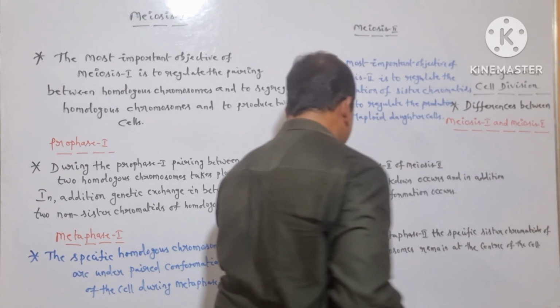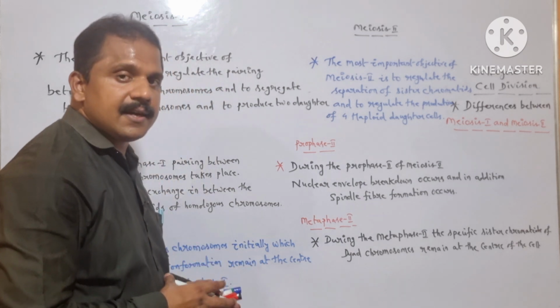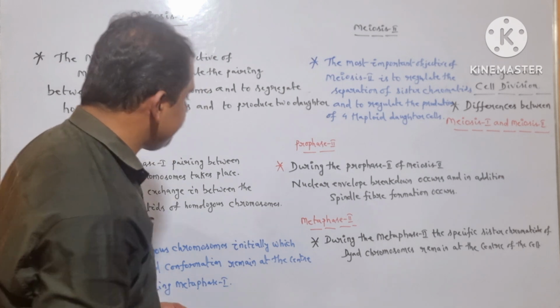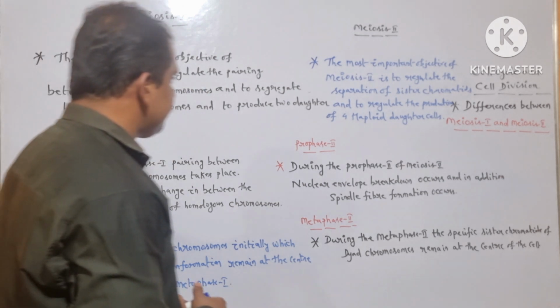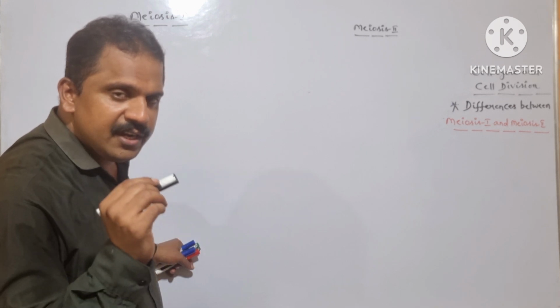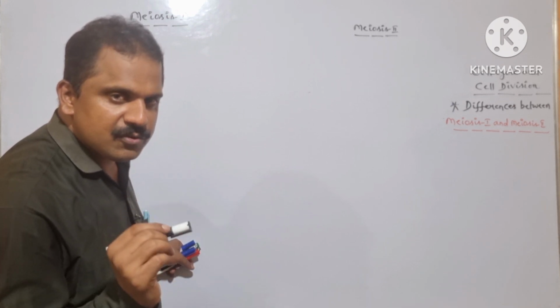Is it clear? So here this is regarding metaphase 2 of meiosis 2. Then after, we will be studying anaphase 1 of meiosis 1 in detail. Is it clear? So let me arrange the things here. If you consider the anaphase 1 of meiosis 1, during the anaphase 1 of meiosis 1, segregation of homologous chromosomes takes place.